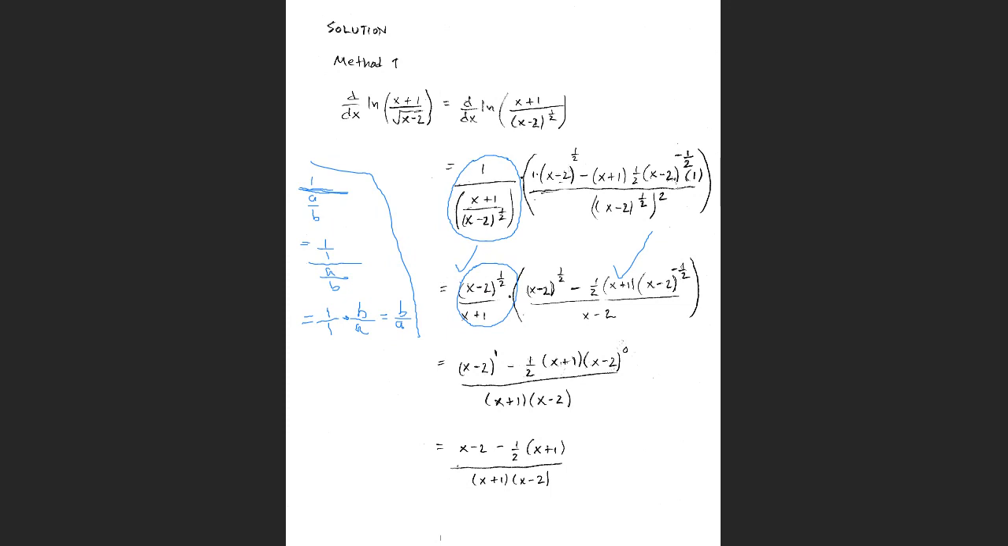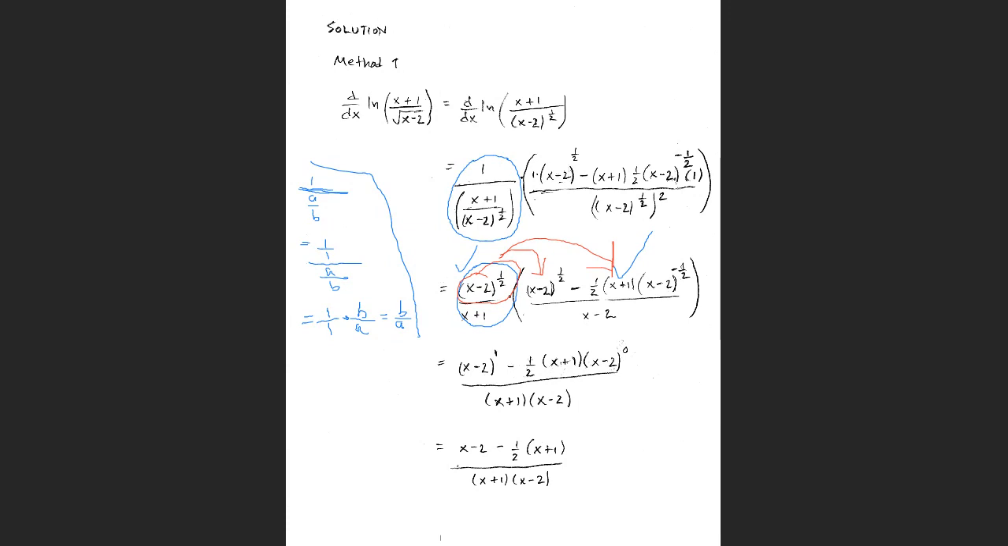Now what comes next is we want to simplify this. So what I'm going to do is take x minus 2 to the half power and distribute it to both terms in the numerator in those parentheses.